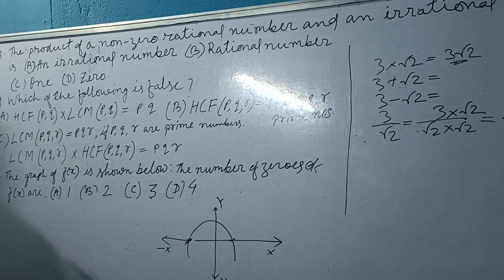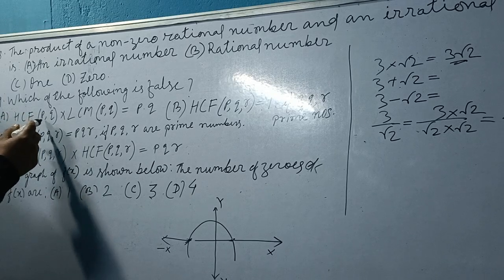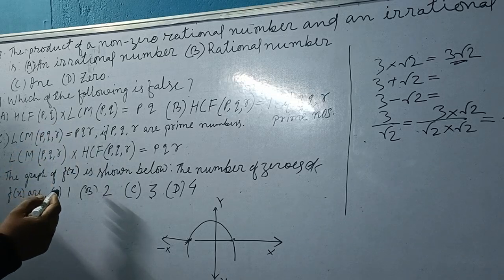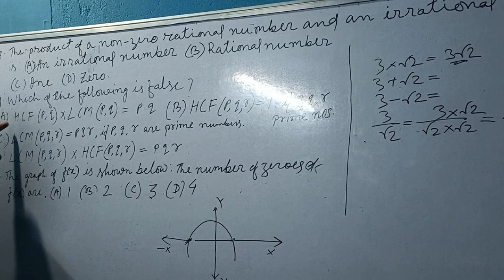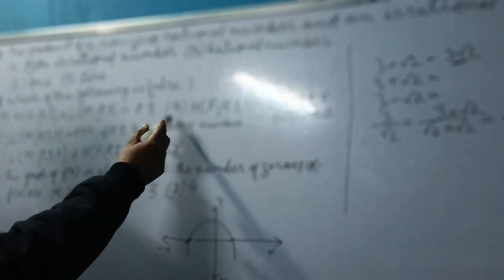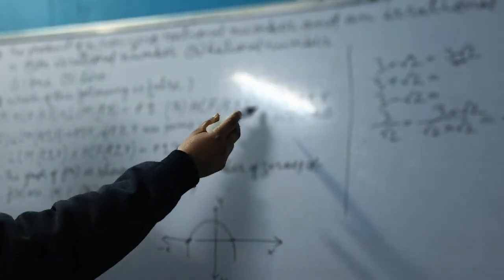Now, number 9, which of the following is false? You see, HCF of PQ into LCM of PQ is equal to P into Q. For two positive integers, we know HCF into LCM is equal to the product of the two numbers. That means this statement is correct, so we will not touch this statement. Now option B, HCF of PQR is equal to 1.